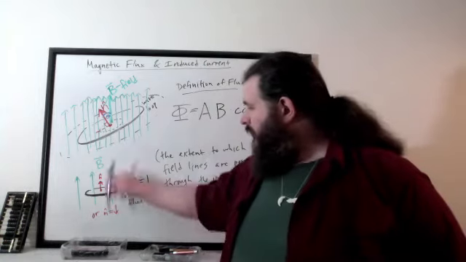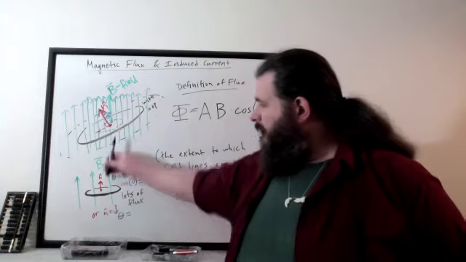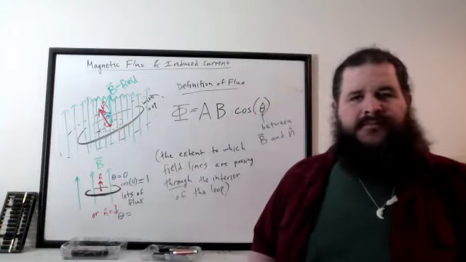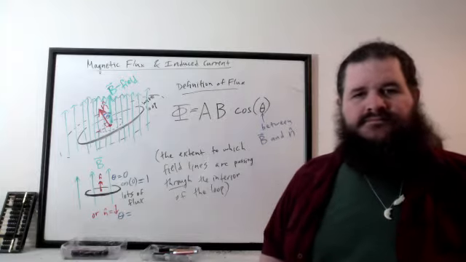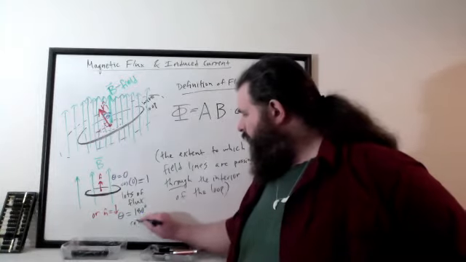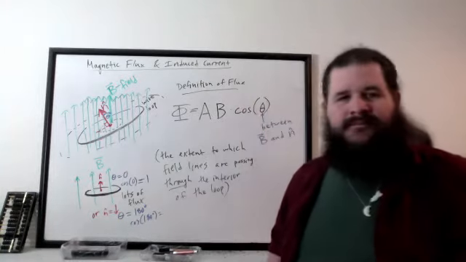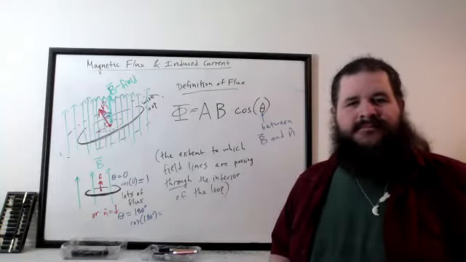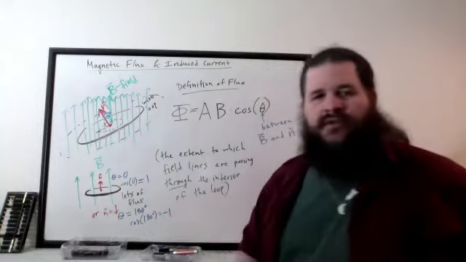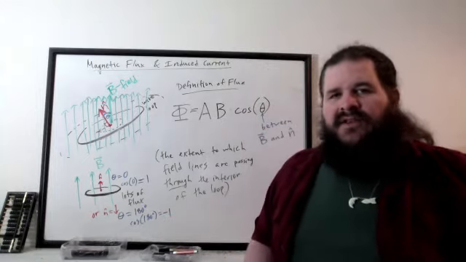Alternatively, if we draw the normal vector straight down, what's the angle between an upwards magnetic field and a downwards normal vector? 180. Yeah, theta would be 180 degrees. And what's cosine of 180 degrees? Yeah, that's going to be -1. So same absolute value, just a different sign. And this can be kind of problematic.